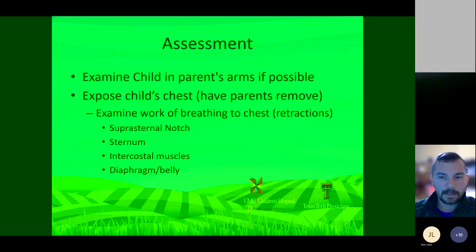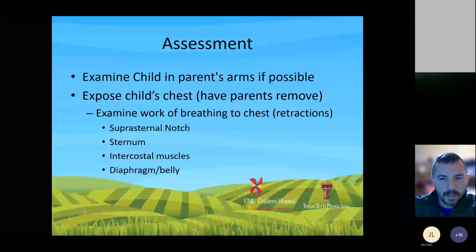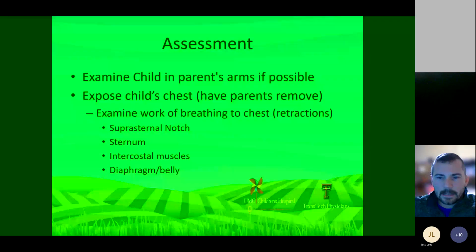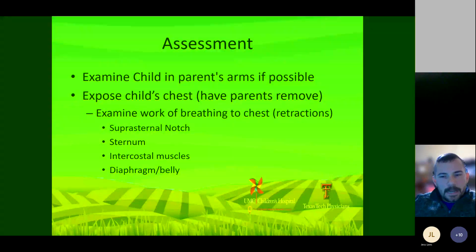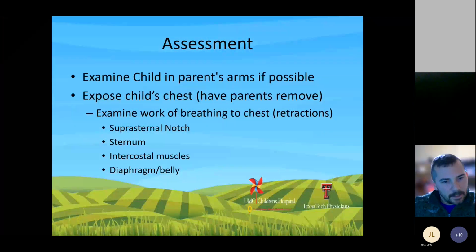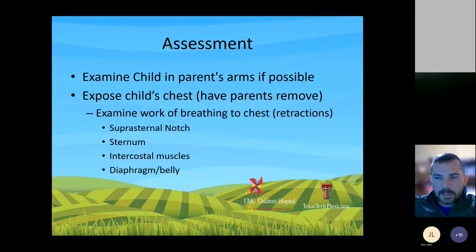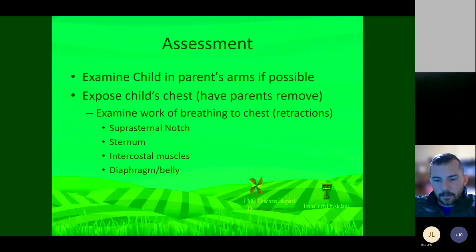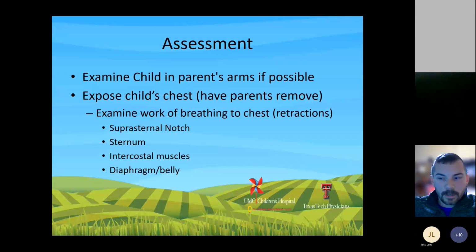The diaphragm, the belly: that belly does move a lot. Knowing what normal looks like and getting an idea of that movement and that work underneath the rib cage, how is that sucking in? All of those things are very important to understand where you're at and what's going on with that child. So as you begin implementation of treatments, how are we improving or are we worsening?